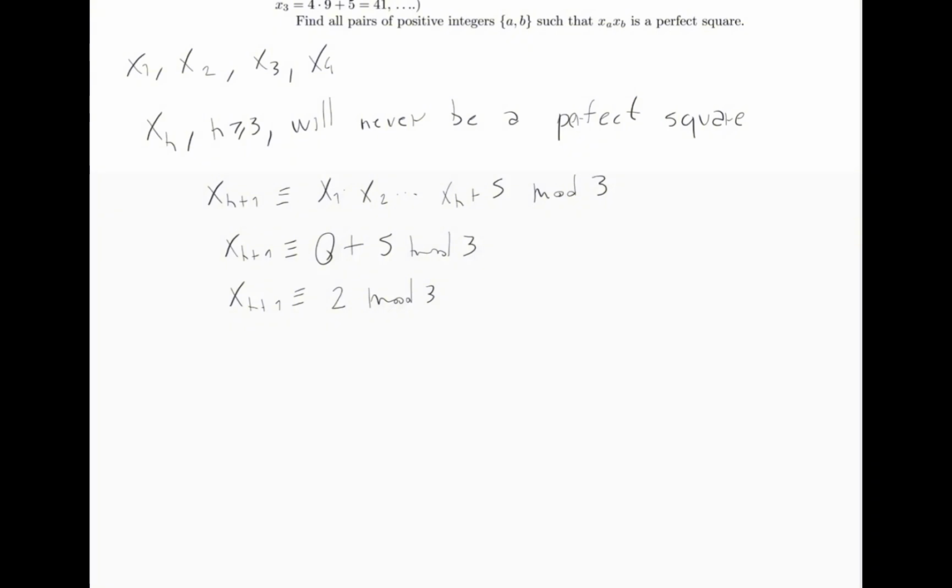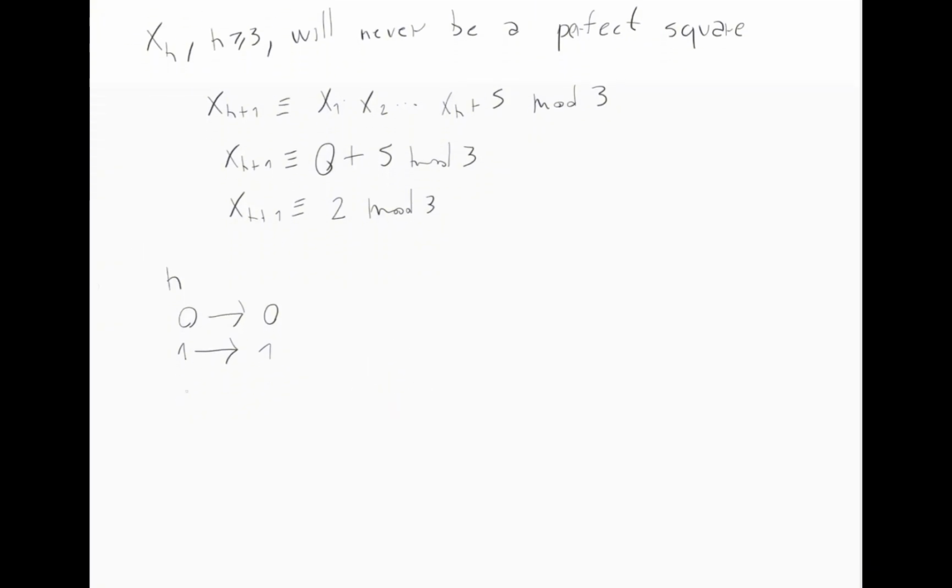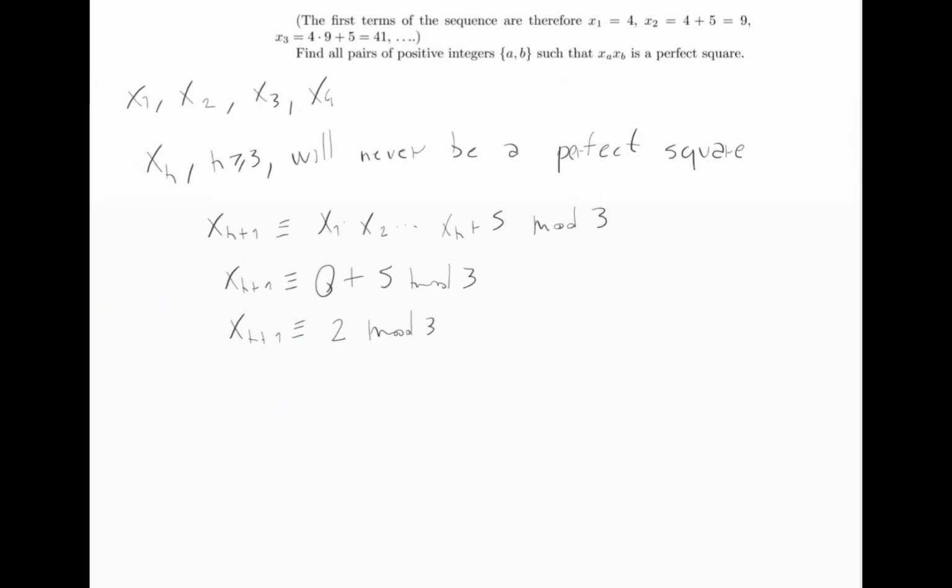Now the quadratic residues modulo 3 should be either 0 or 1. For example, if n is congruent to 0 mod 3, then its square would be 0. If it is congruent to 1, its square would be 1 also, for example 4 times 4. If it is congruent to 2 mod 3, for example 5, then 5 times 5 is 25, which is equal to 8 times 3 plus 1, so this is also 1. So there is no quadratic residue equal to 2, so xn plus 1 will never be a perfect square.